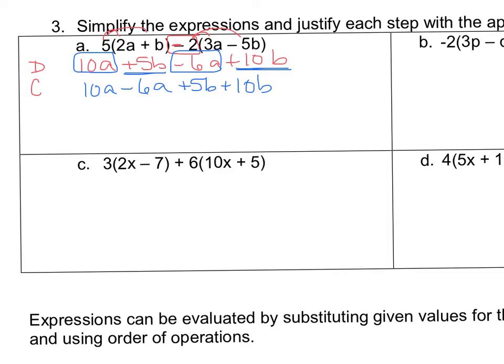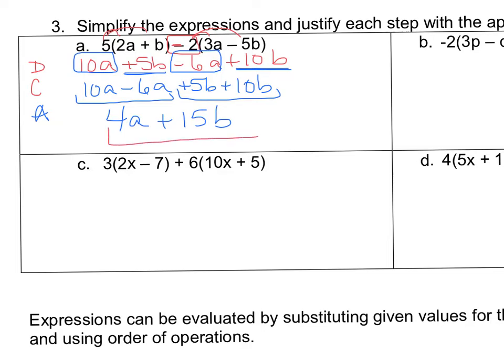Now we're going to do associative, so we're going to go ahead and make sure that we add these together first. So 10a minus 6a, we're going to do 4a plus 15b. So basically this just helps us combine like terms. We'll do maybe one more example of this, so we'll skip the b and d.